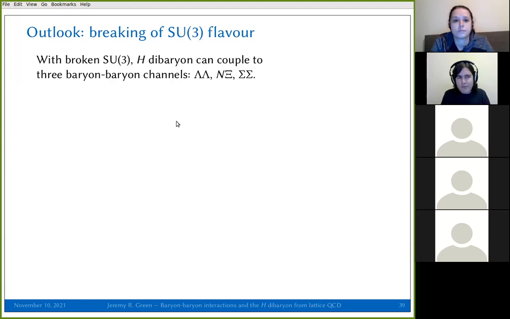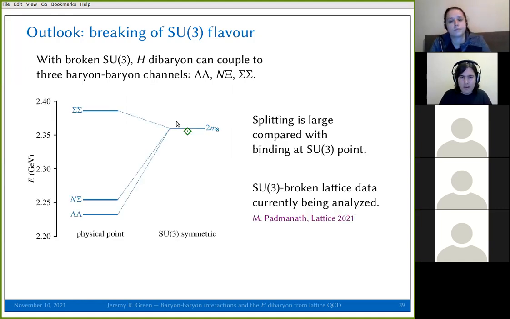Okay, so this was at one unphysical quark mass point, the SU3 point. If you break SU3 symmetry, it becomes a much more complicated analysis because the H dibaryon couples to 3 different baryon-baryon channels. Here at the SU3 symmetric point, I've drawn the two-octet baryon threshold, and I've displaced below that the binding energy we see. This is about 5 MeV.